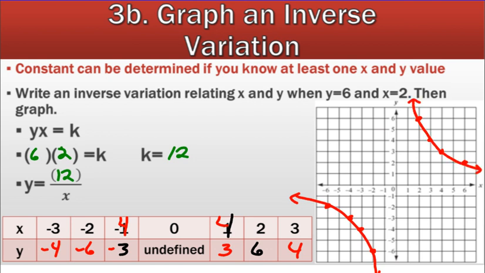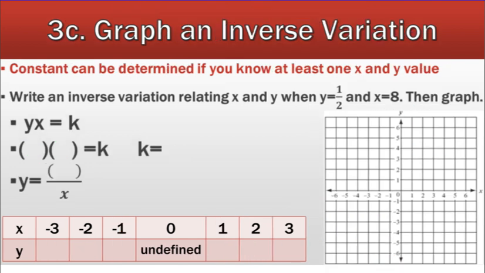So the more points you have, the easier it is to see the curve there. You'll notice I can't have 0 because I can't divide by 0. And the last graphing one. Solve for this one: when y is half, x is 8, half of 8 is 4. So I'm going to put 4 here.